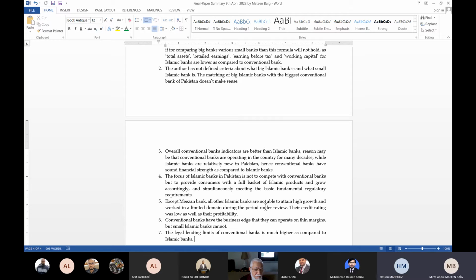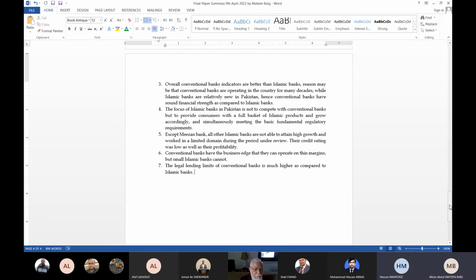Except Mizan Bank, all other Islamic banks are not able to attain high growth and work in a limited domain during the period under review. Even one of the banks, I think Al Baraka, was in loss for many years during the same period. Their credit rating was low, as well as their profitability. So the small Islamic banks have low ratings as compared to the conventional banks, which have AA and AAA ratings, as HBL has an AAA rating.